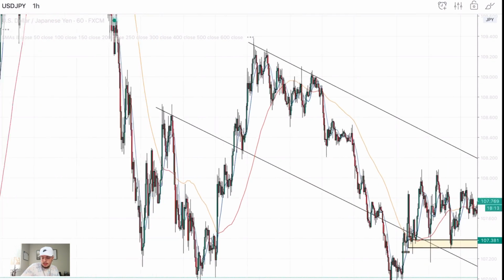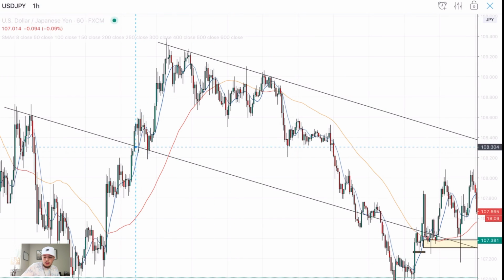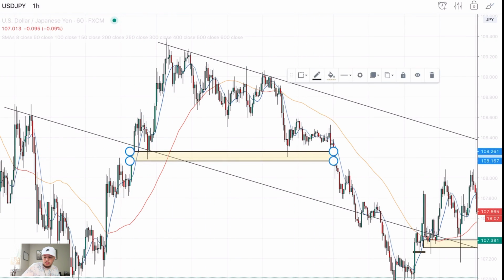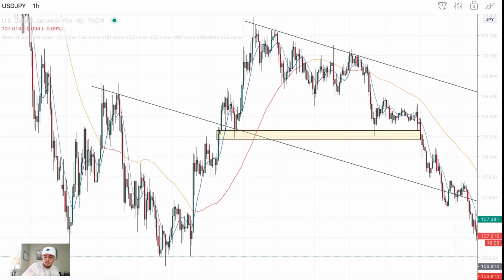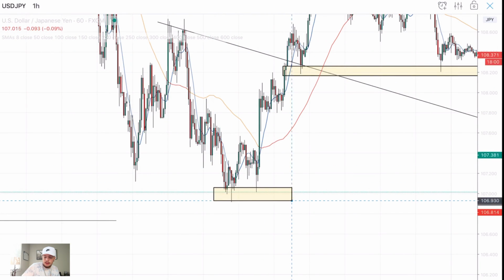I'll go back a little bit and show you guys some more. Look at this simple little support right here. Boom. Support made. Very beautiful. Okay. We saw this support get made.